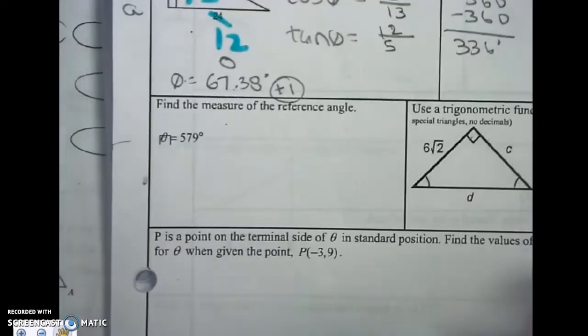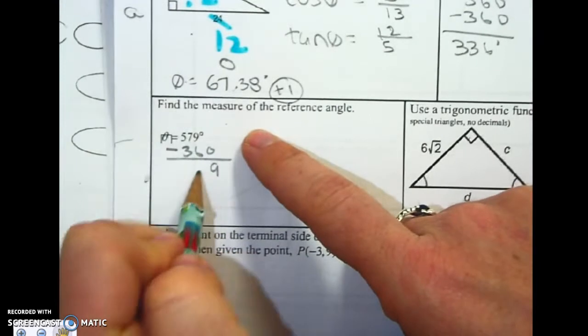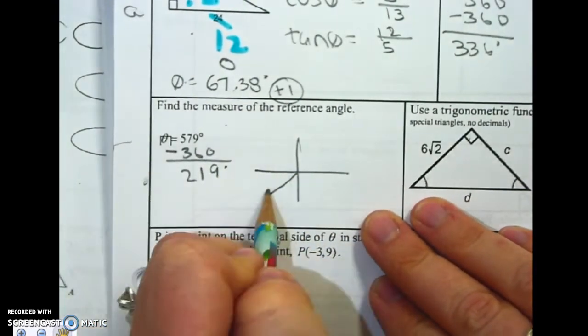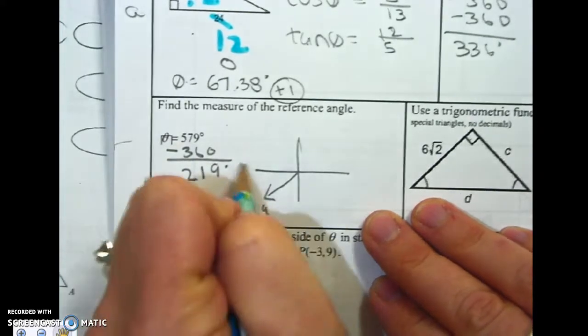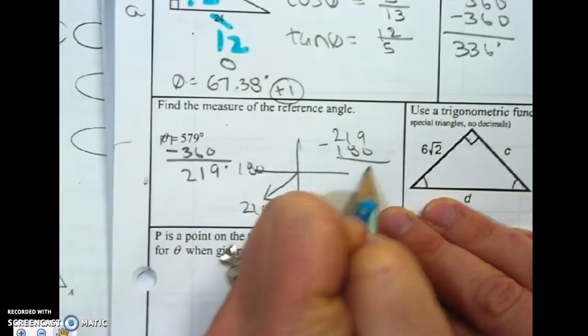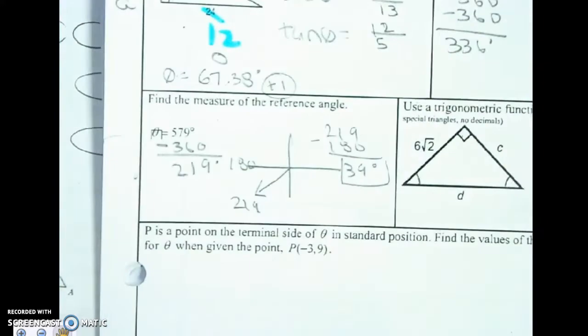So now let's do this one, find the measure of the reference angle. I'm not sure why it's done twice. Subtract 360, 219. 219 ends up in the third quadrant, so I'm going 219 and 180. So 219 minus 180 is 39 degrees. That is my reference angle.